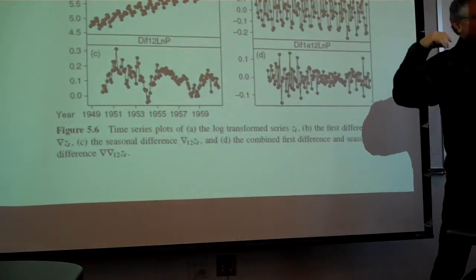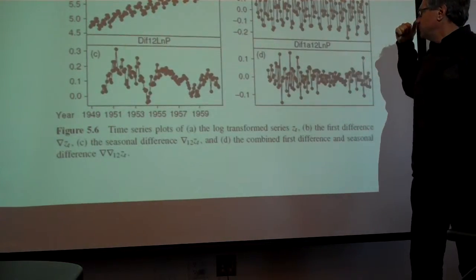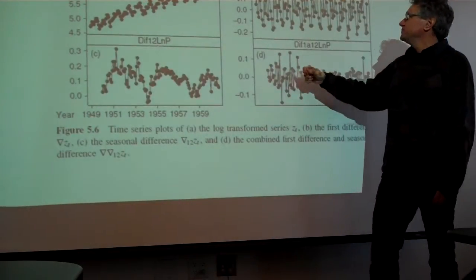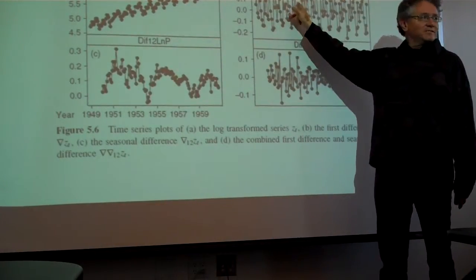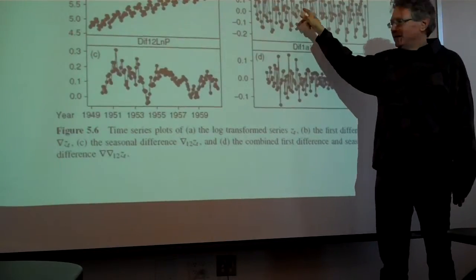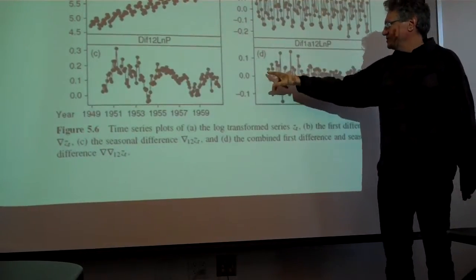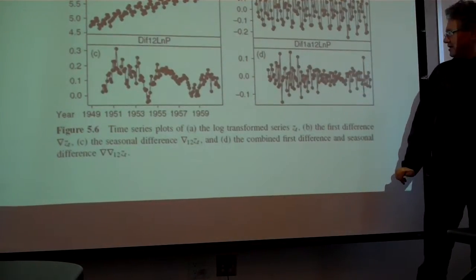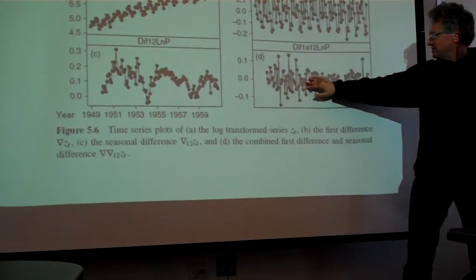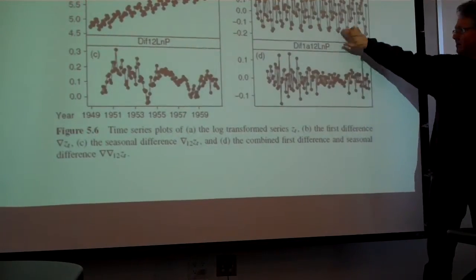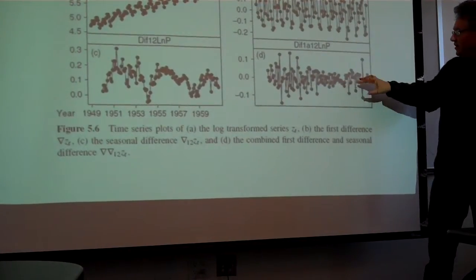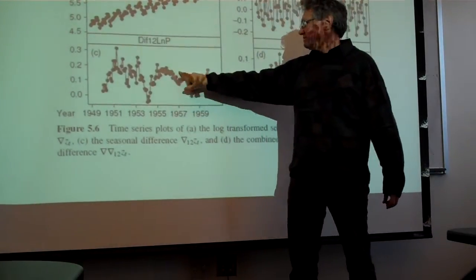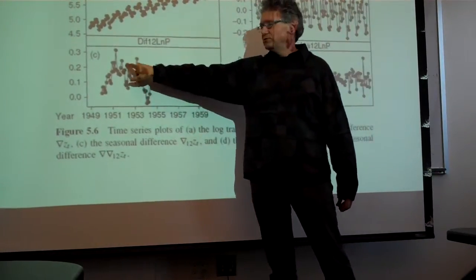So in this case, the solution is to do both. Difference it once at 1 month lag, and difference it again at a 12-month lag, which now gives us a time series that doesn't have annual cycles, doesn't have this long-term trend, and also doesn't have this sort of intermediate term drifting up and down.